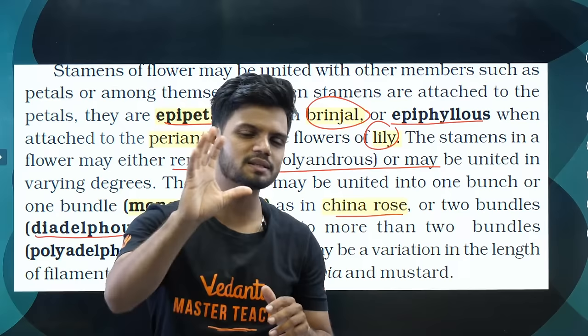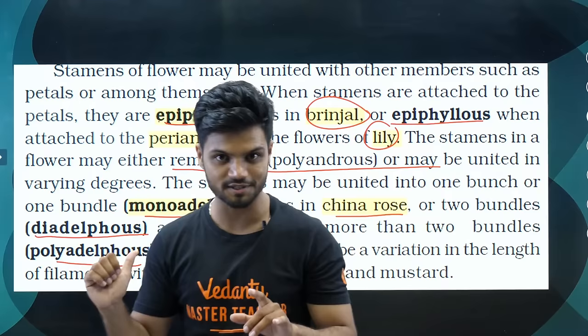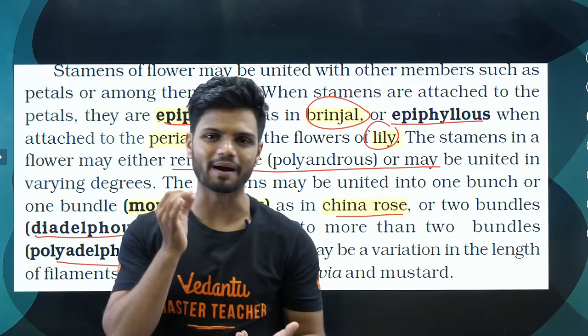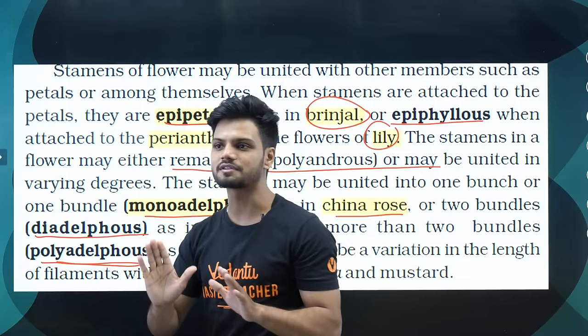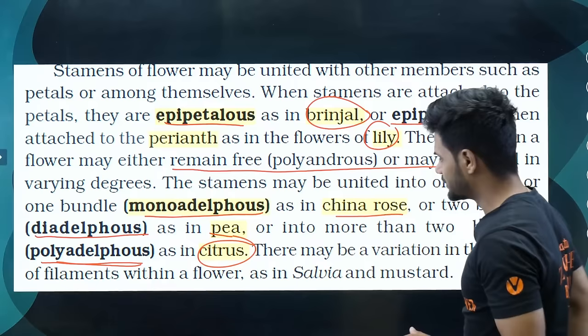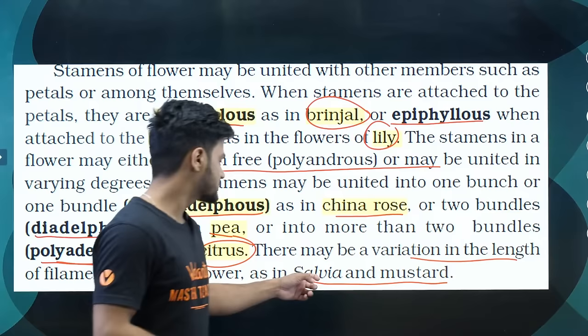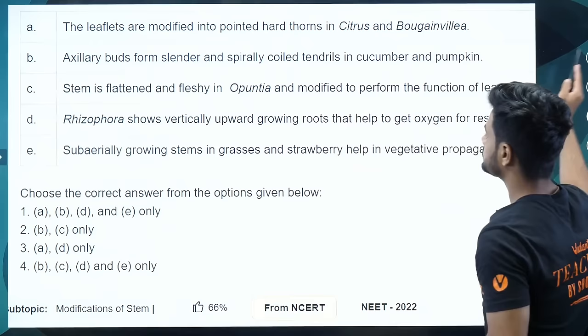See, seeds are not related to this polyadelphous. Just saying, that's how I remember it. When you're eating an orange and take a bite, 10,000 seeds will come, right? That is why it's called polyadelphous condition. Clear? Will you remember this? And students, the last line is very important here. Variation in length, that is tetradynamous and didynamous condition. Tetradynamous and didynamous condition is seen in your salvia as well as your mustard. Now, next question.